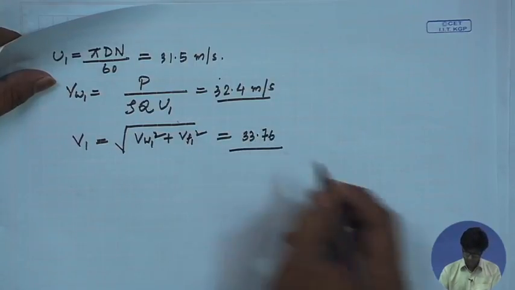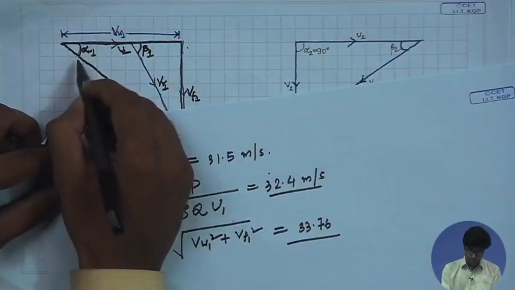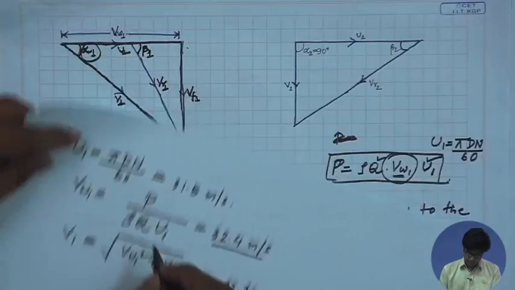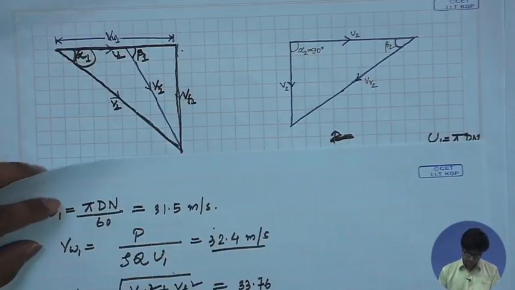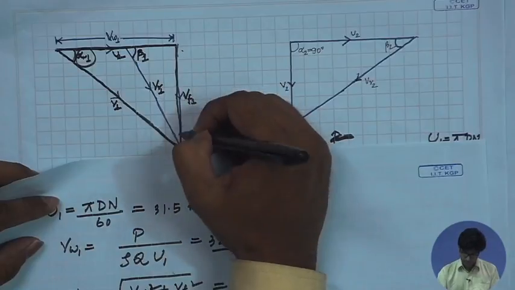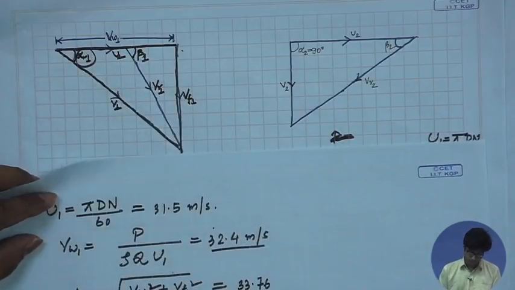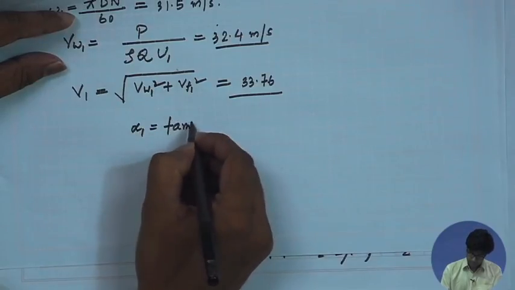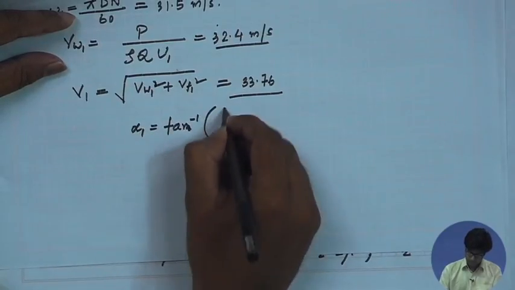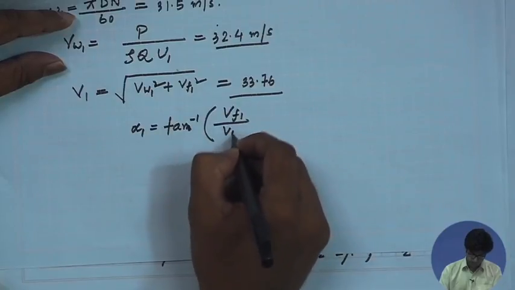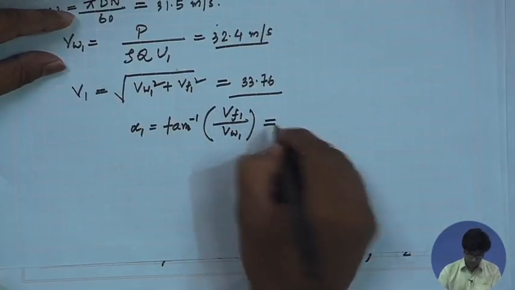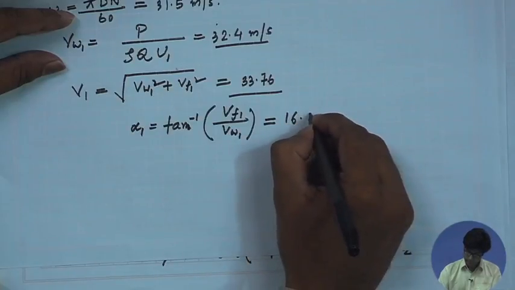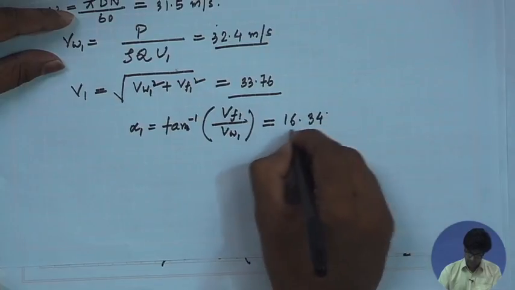33.76. Also, we are required to find out the value of alpha 1, which is the inlet guide vane angle, and clearly from this velocity diagram we see that alpha 1 is equal to the tan inverse of VF1 by VW1. That is, alpha 1 is equal to tan inverse of VF1 by VW1. Substituting the values, we ultimately get the value of the inlet guide vane angle as 16.34 degrees.